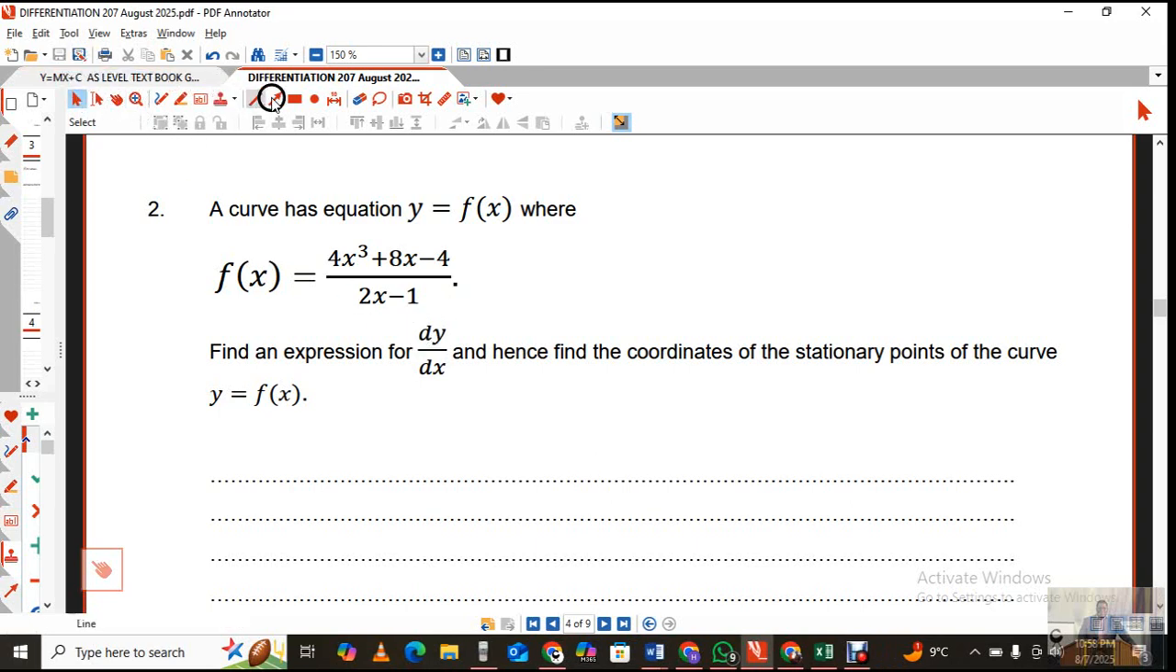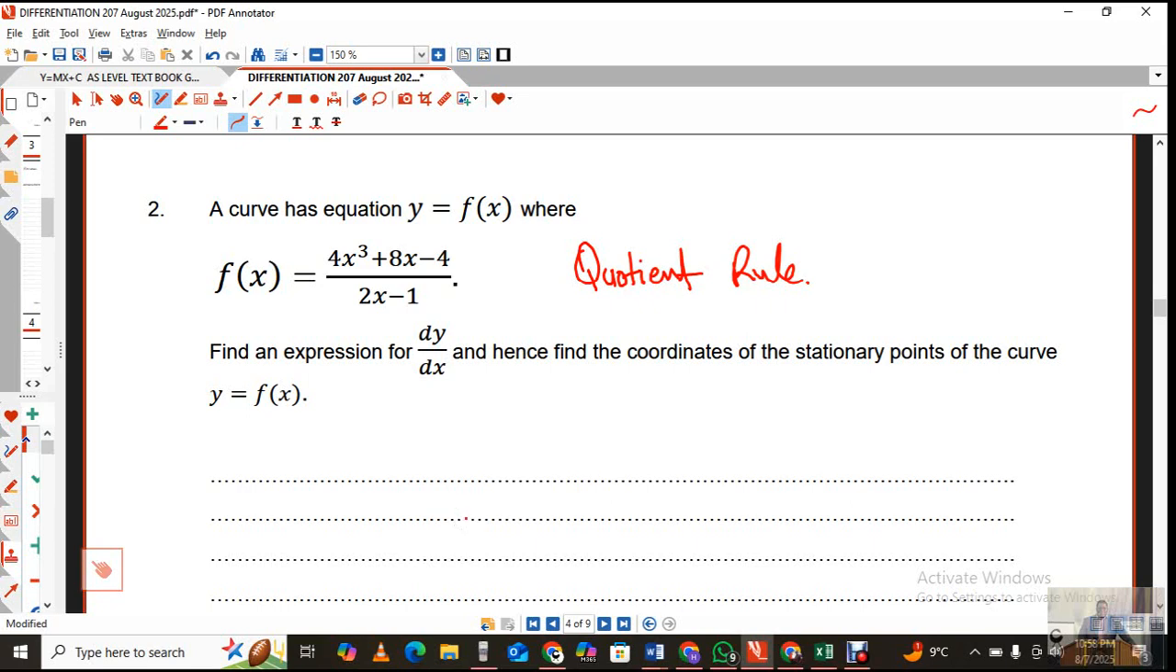I am continuing with my series on differentiation, doing a few questions. So we have a curve that has an equation y equals a function of x. And as you can see, this implies that when you have to find dy dx, or the derivative of this, you are supposed to use the quotient rule. Okay, hope I wrote that.